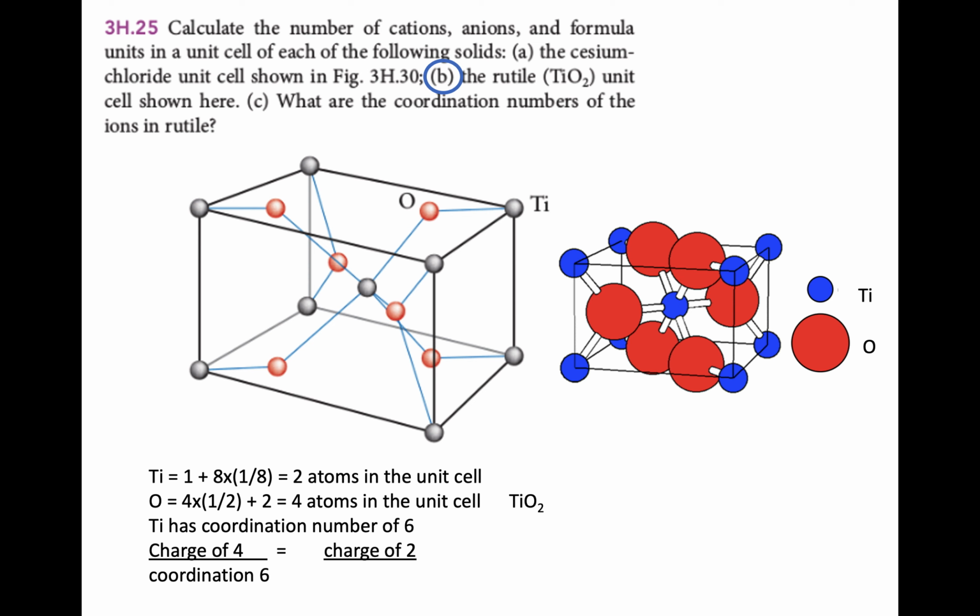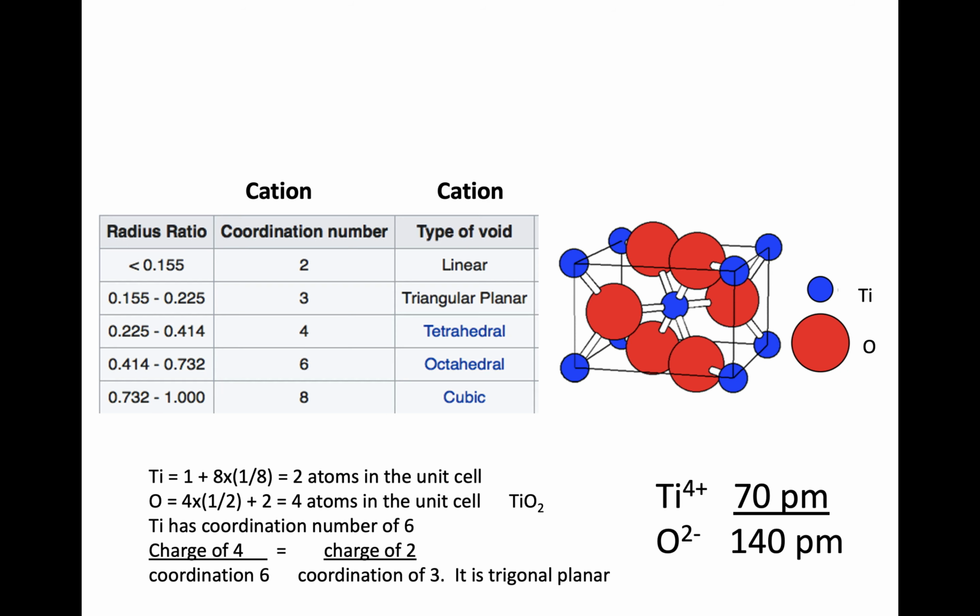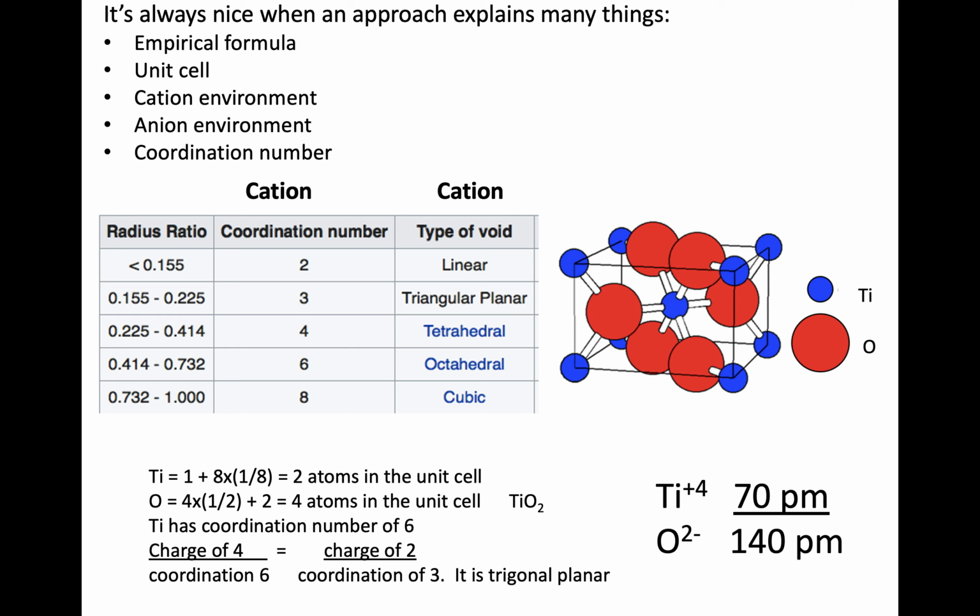The oxygen has a charge of 2, so it must have a coordination number of 3. A trigonal planar, I can really see that for this oxygen right here. 1, 2, 3 neighbors, trigonal planar geometry. If we were to grab some data for that, titanium 4 plus, the size for that cation is around 70 picometers. The oxide anion around 140. Going back to that table, that gives me a ratio. I can do the math in my head on that one. 0.5, coordination number of 6 for the cation. That's exactly what we had within the structure. Now, pausing for a second, it's always nice when an approach explains many things.